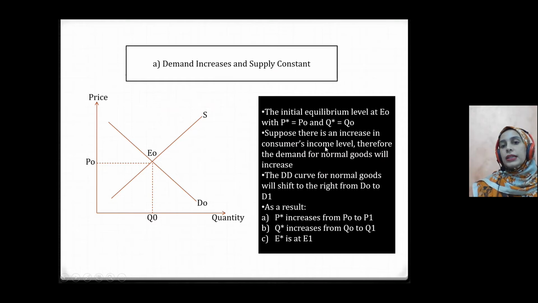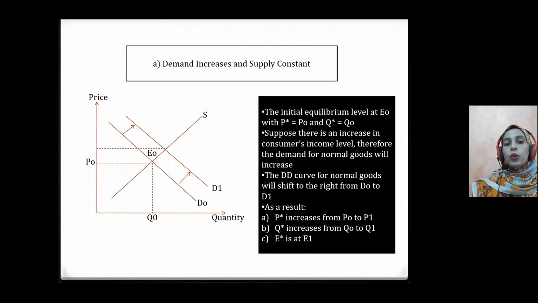And we look straight away to the situation or to the question. Suppose there is an increase in consumers' income level. Therefore, what happened to the demand for normal good? So we know that income is the determinant of the demand. So when income increases, then the demand for normal good will also increase. So the demand curve for normal good will shift to the right from D0 to D1.